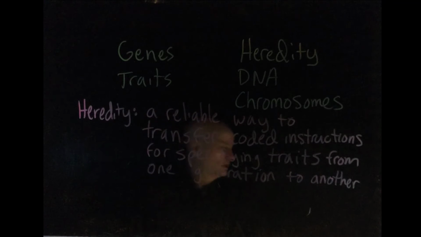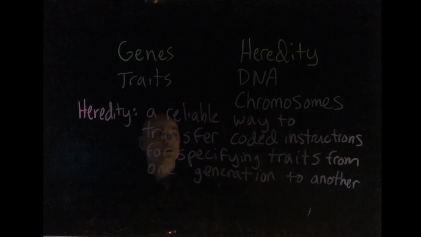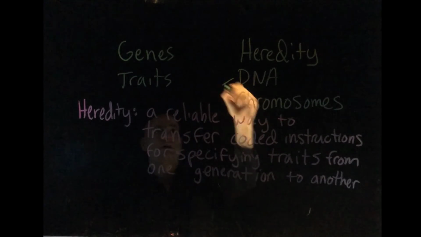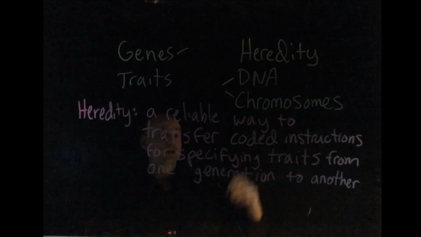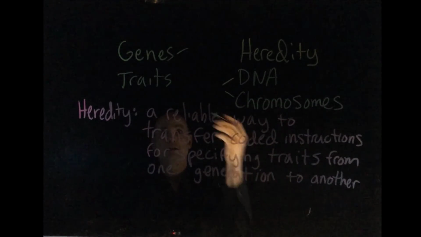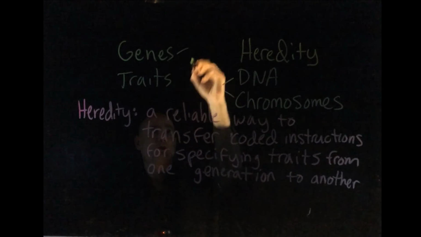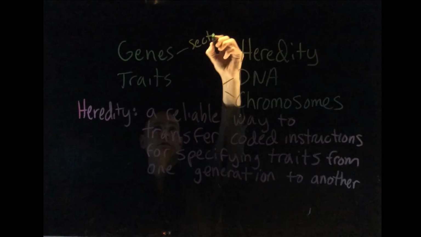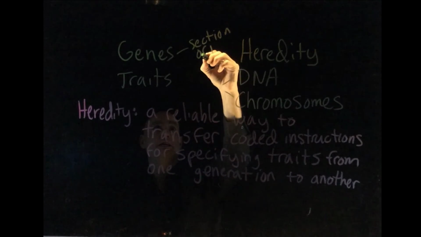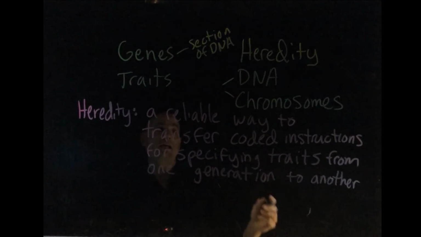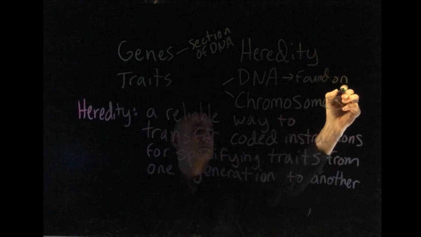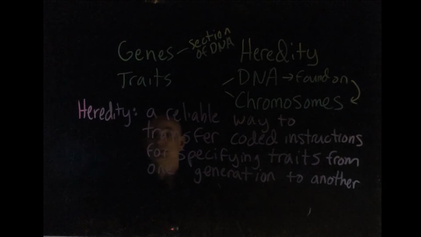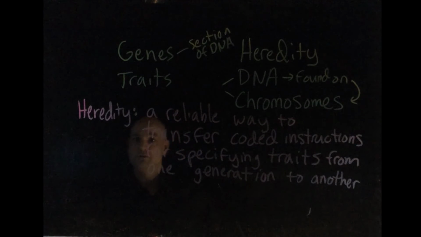Okay. So we talked about this idea of chromosomes too, and DNA, and genes. So where do they fit in here? How are DNA and chromosomes related? Genes, we would say, are just a section of DNA. And DNA is found on the chromosomes. So we could start to get a little hierarchy going on here.